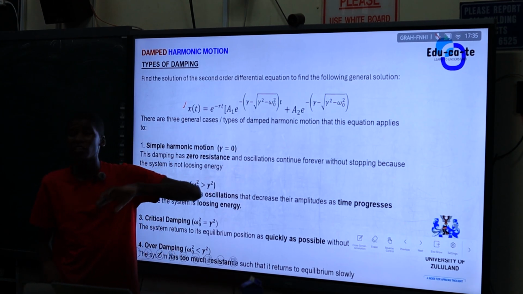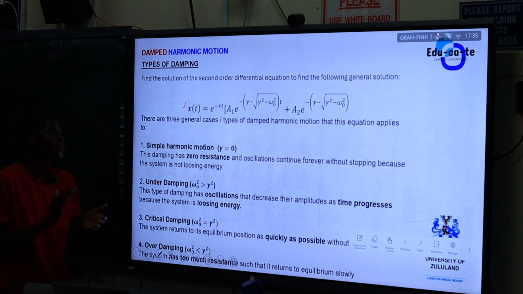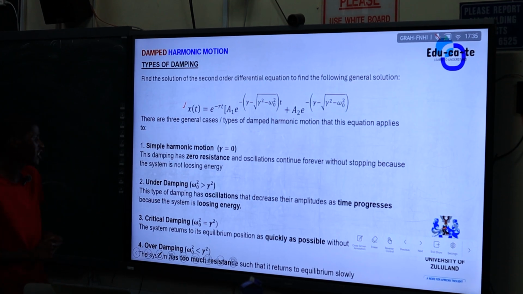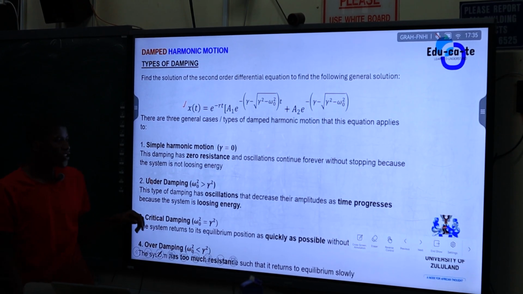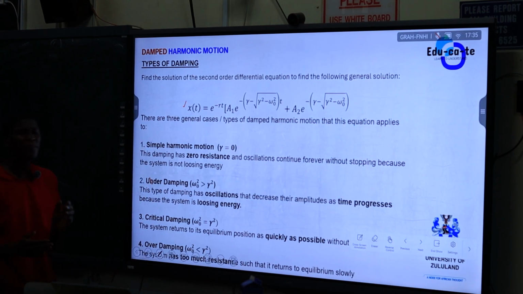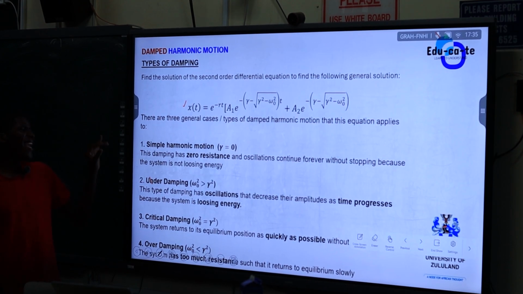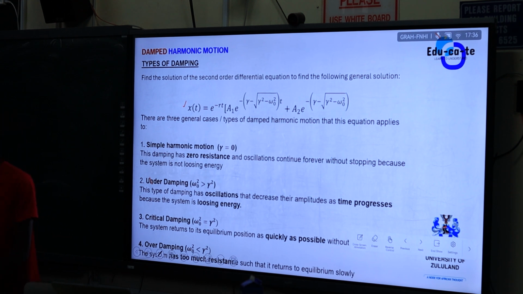So when I work on knowing this general equation, these are the 3 general cases that we have, or the types of damped harmonic motion. We're going to start with simple harmonic motion. You have already done it. You know in simple harmonic motion, there is zero resistance. There is no retarding force. There is no friction. There is no loss in energy.